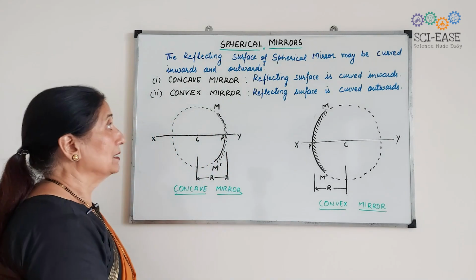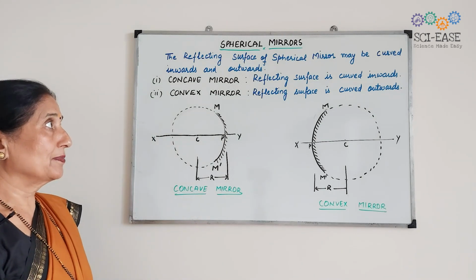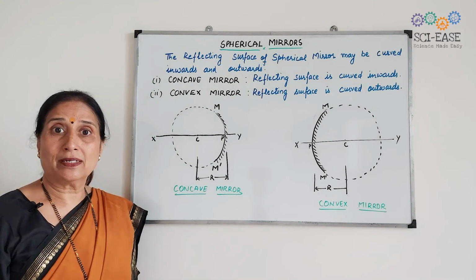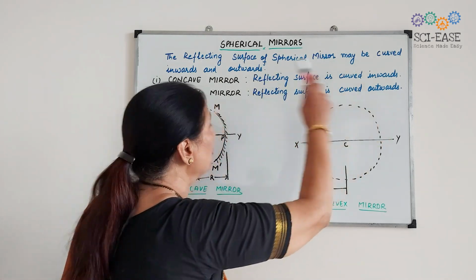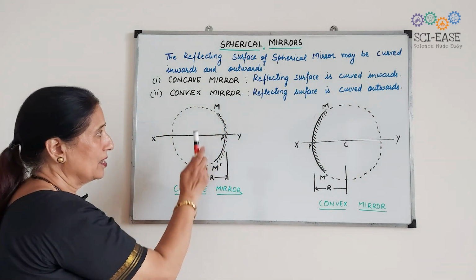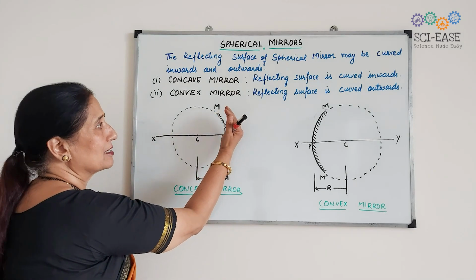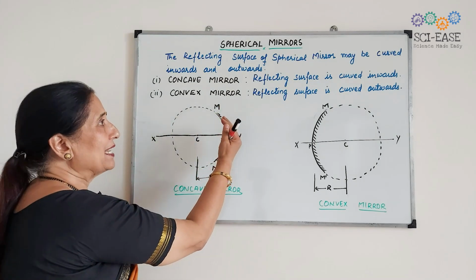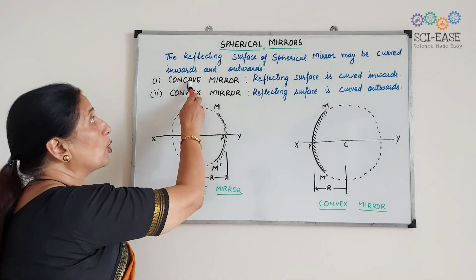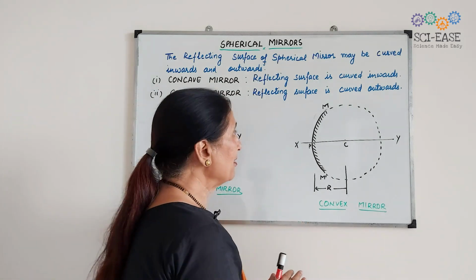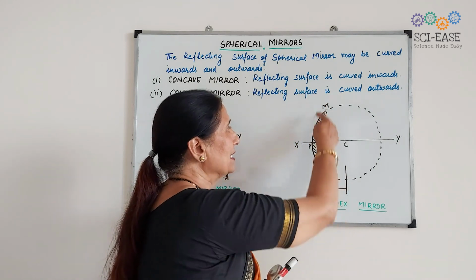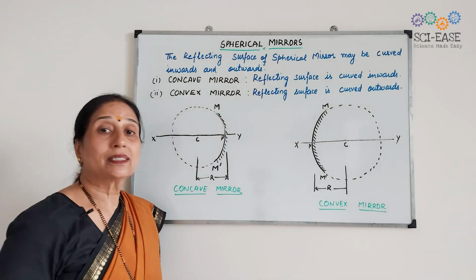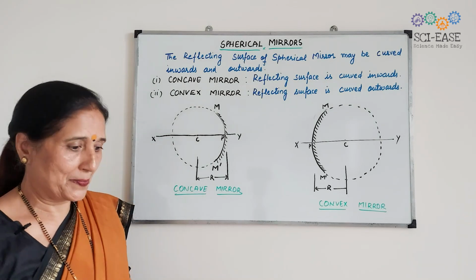Now, what are concave mirrors? The spherical mirrors whose reflecting surface is curved inwards like this are known as concave mirrors. And when the reflecting surface is curved outward like this, it is called the convex mirror.